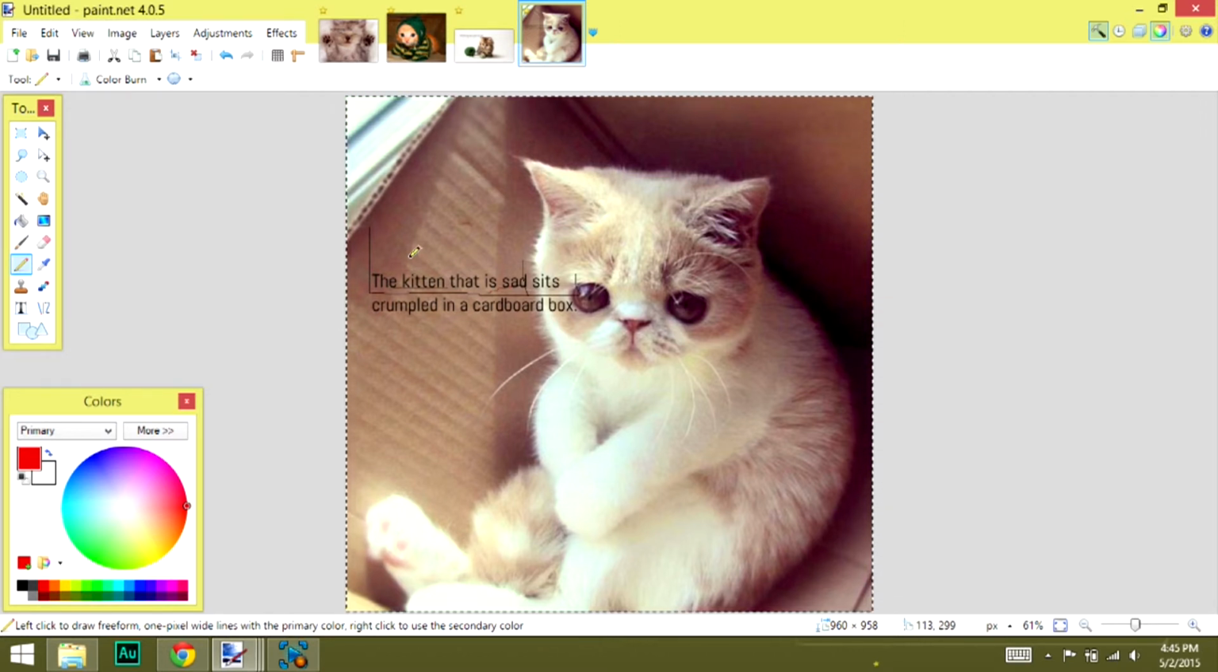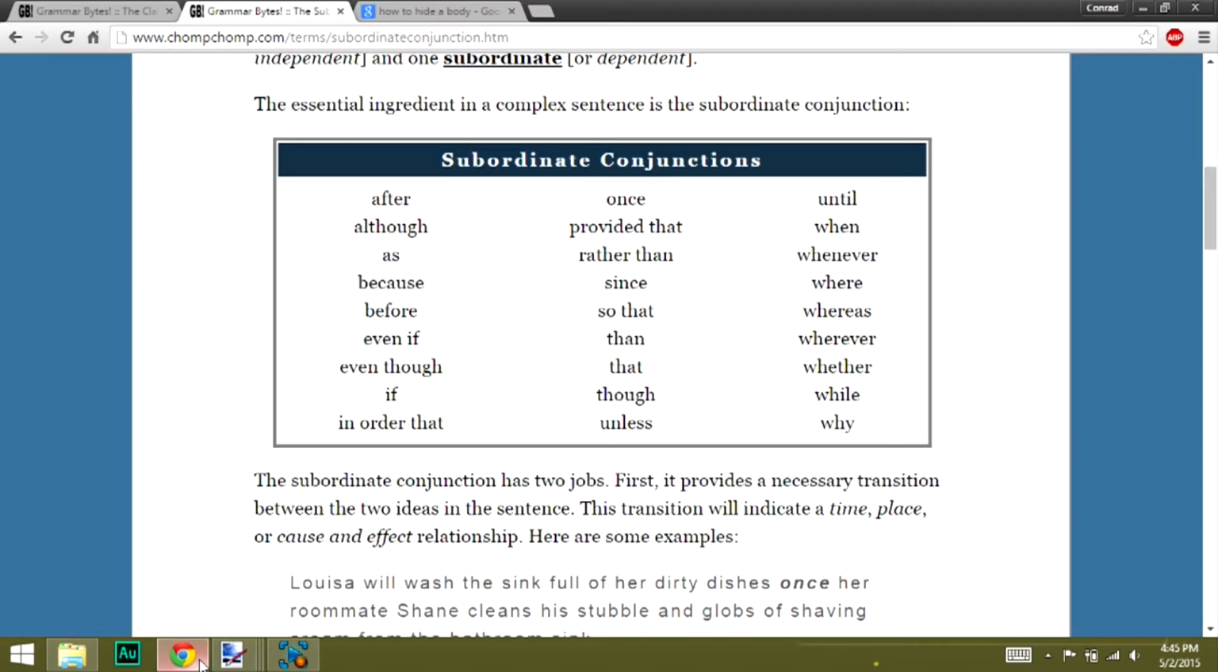Now, when I say the whole thing can be replaced with a noun, what I mean is that a noun can take the place of the clause in the sentence and it could still make sense. For example, if we replace the kitten that is sad with a noun such as the cat, sits crumpled in a cardboard box, the sentence still works. And that's what I mean by a noun clause, when the clause can be replaced with a noun. And I just think that's sort of interesting, so that's why it's my favorite.